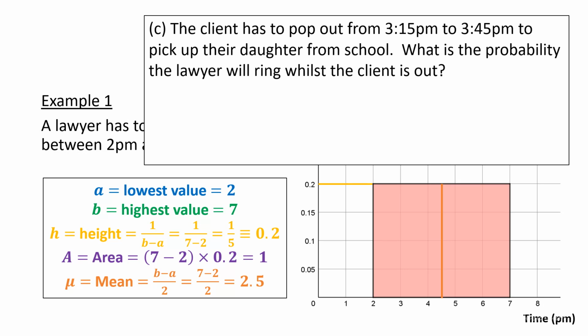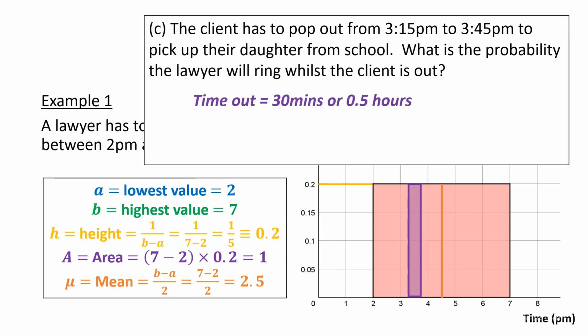And finally, part C. The client has to pop out from 3:15 p.m. to 3:45 p.m. to pick up their daughter from school. What's the probability the lawyer will ring whilst the client is out? Well, again, we're talking about areas. And we've got a really small rectangle here, which is between 3:15 and 3:45. That 3:15 to 3:45 is 30 minutes. 30 minutes is equivalent to 0.5 hours, half an hour.